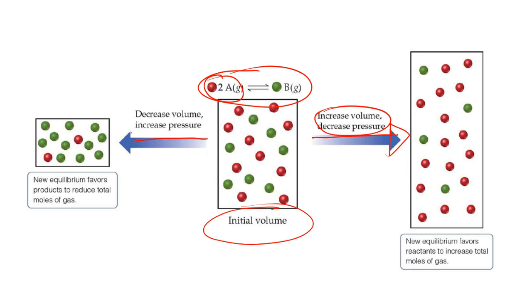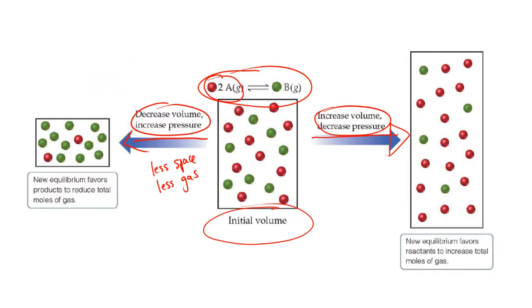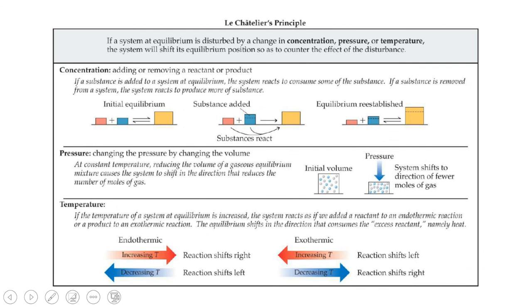If I decrease the volume or increase the pressure, then we've got less space. We're going to shift to the side that occupies less space, which is less gas molecules, and in that case, that's a shift to the right-hand side. So that's how we're going to decide on the direction of the shift for pressure changes. This slide here, you can pause this, look at this in your notes really carefully. It's just a summary of what we looked at for each of those three changes.